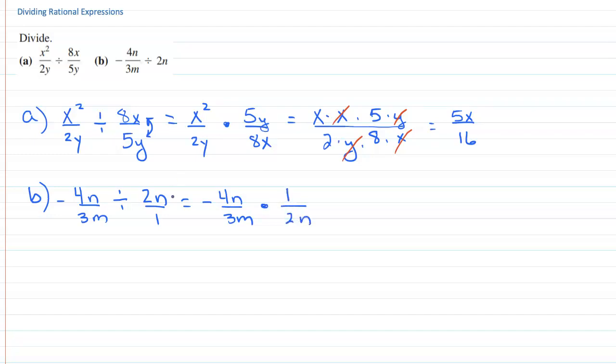Now I'm going to rewrite it with factorization, and you could have done that all in one step if you wanted to. 2 times 2 times n times 1, so you don't need the times 1, over 3 times m times 2 times n. Right, so now I'm going to divide out the 2's. I'm going to divide out the n's and the 2's, and everything I'm left with, nothing else divides out. So I get negative 2 over 3m.